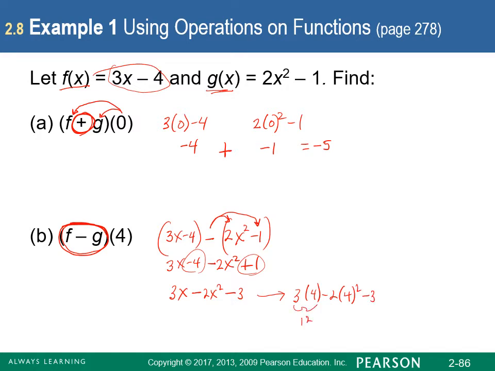Twelve, 16 times 2, 12 minus 32, and negative 20 minus 3.